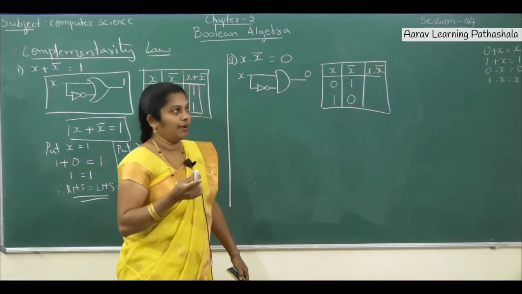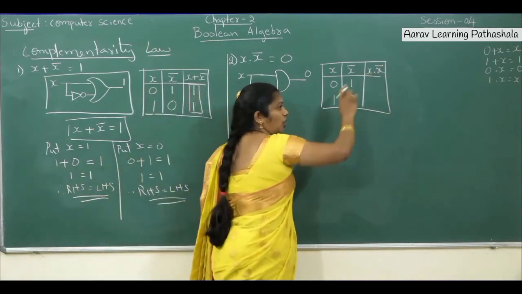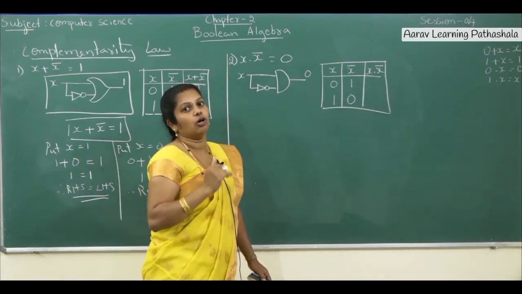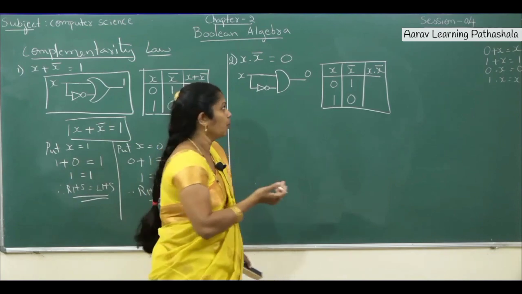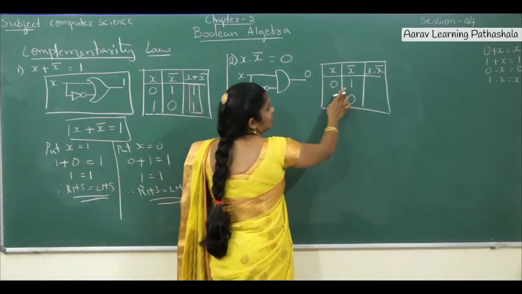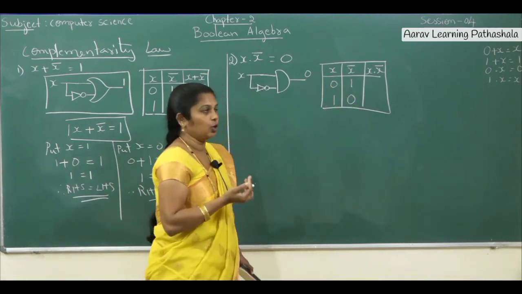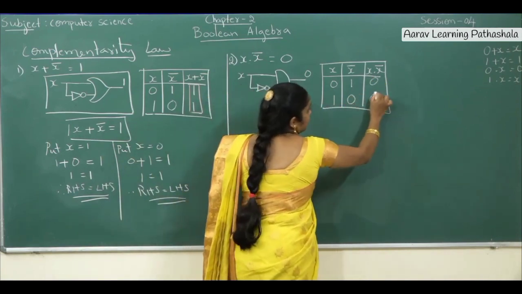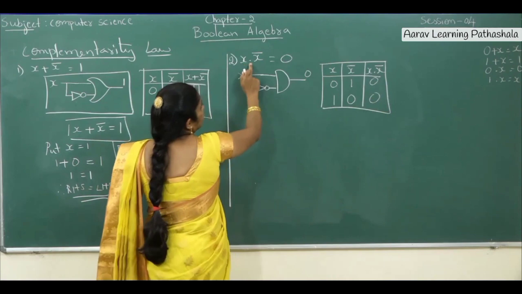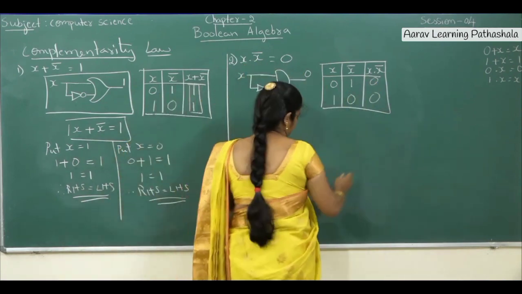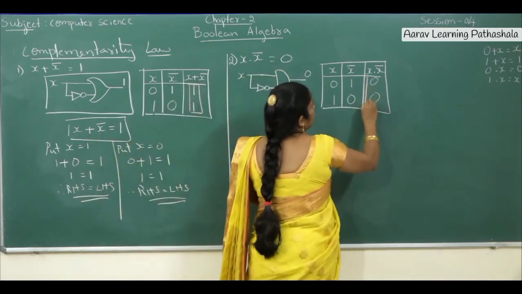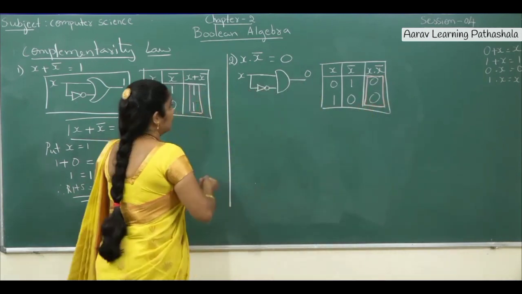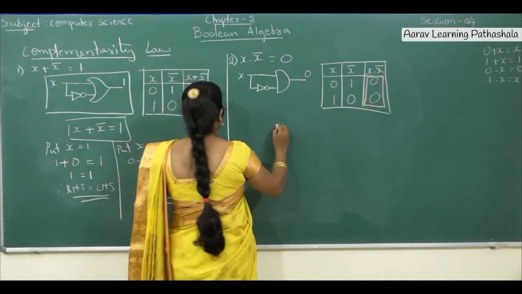In x into x bar, see this? If you have dot operator in between, on that time, the output is true only when all the inputs are true, otherwise it is 0. Whereas here in one case it is 0, in another case it is 1. Then output becomes 0 only. Now 1 into 0, the output becomes 0. Therefore, x into x bar equals 0. Here the output we will get 0 only. Now is it clear? Next, we will solve this by using perfect induction method.